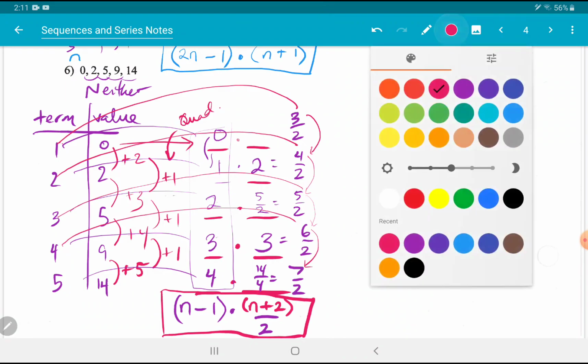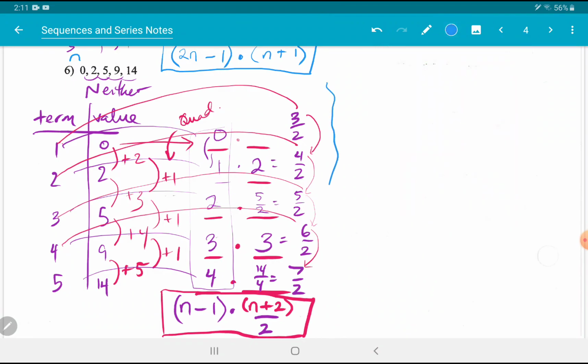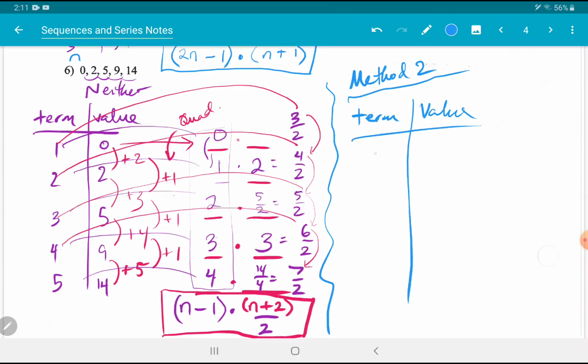Now, an interesting thing about this problem is there's actually another way you can look at this. I'm going to put this as method 2. In method 2, notice the sequence that we have again. I'm going to say term number versus value. And then we have 1, 2, 3, 4, 5 again.